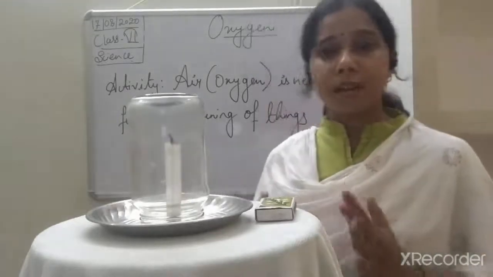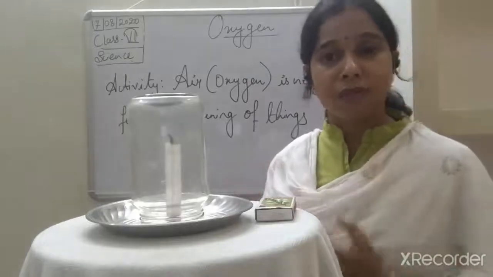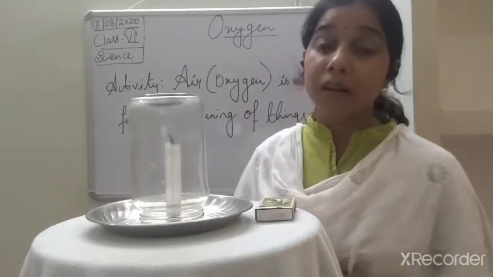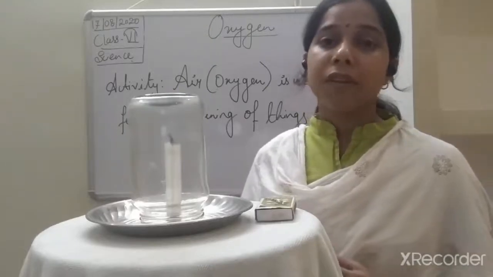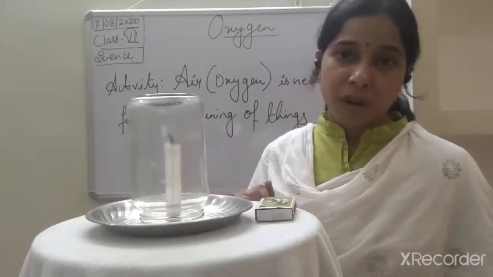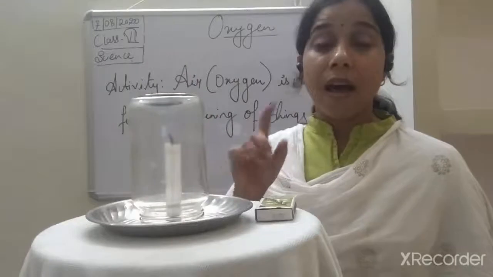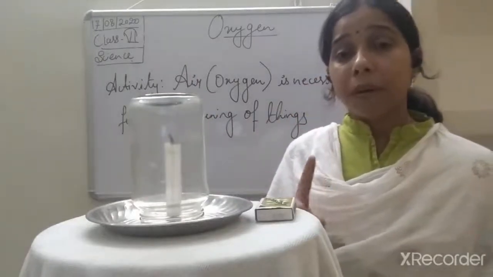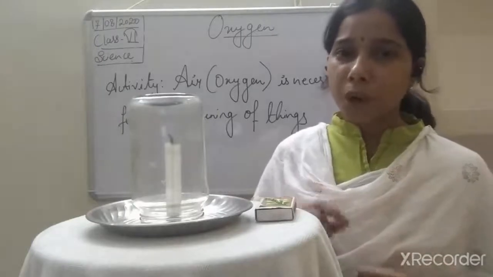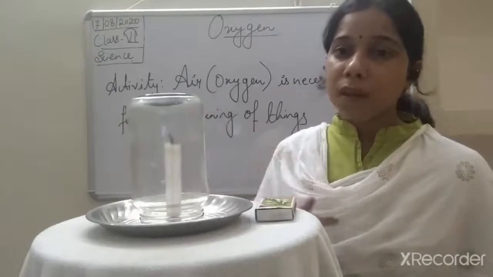So the question arises: why is it so? It is because, as I told you, the fresh air present around it, the sufficient amount of oxygen present around the burning candle, is responsible for the continuous burning, or the combustion. But here, what happened when we kept the glass jar? It doesn't stop burning instantly, but takes a very short period of time to be extinguished. Why is this so, students?